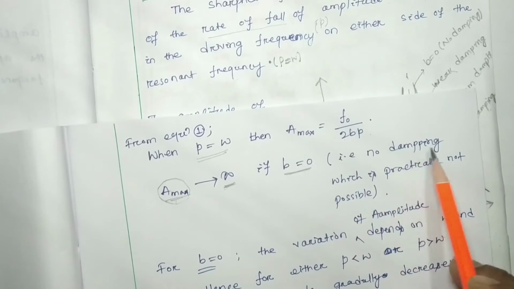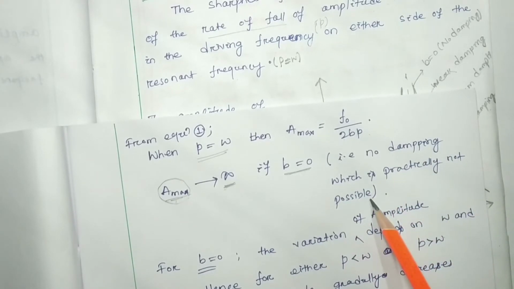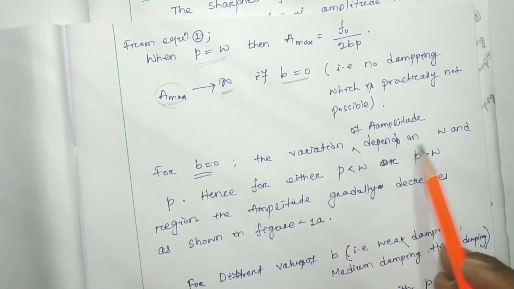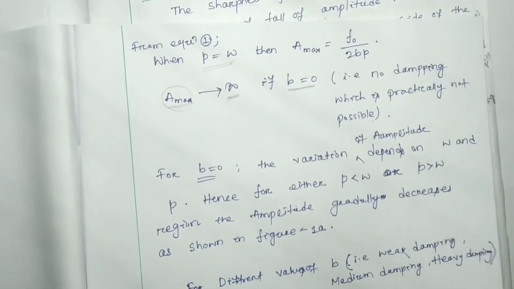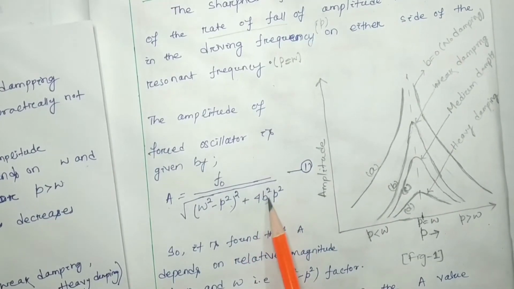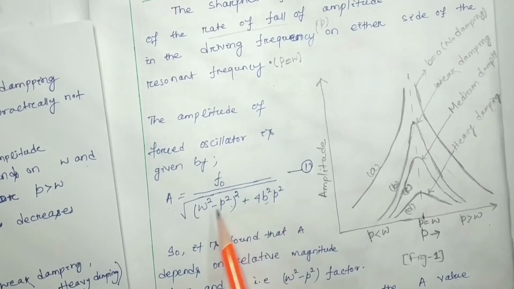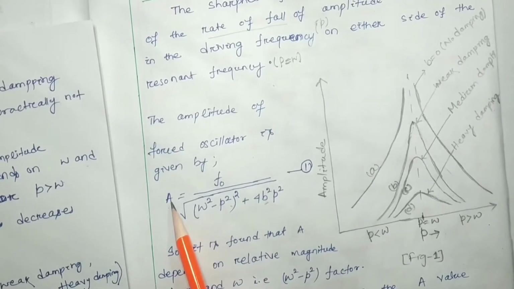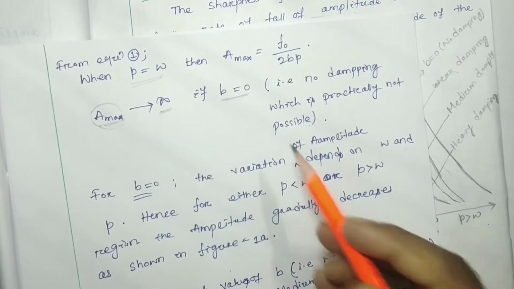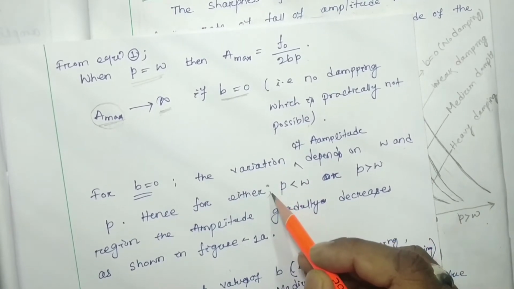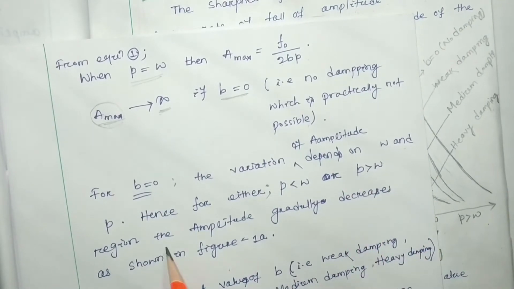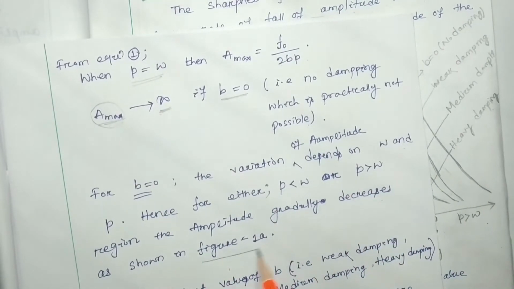So that is no damping, which is practically not possible. Now for b equal to 0, the variation of amplitude depends upon omega and p. That means from equation number 1, we can see that for b equal to 0, the variation of amplitude depends upon omega and p. Hence for either side, that means p less than omega or p greater than omega, the amplitude gradually decreases as shown in figure 1a.